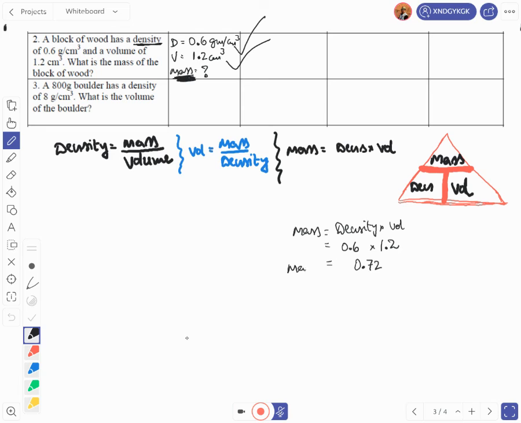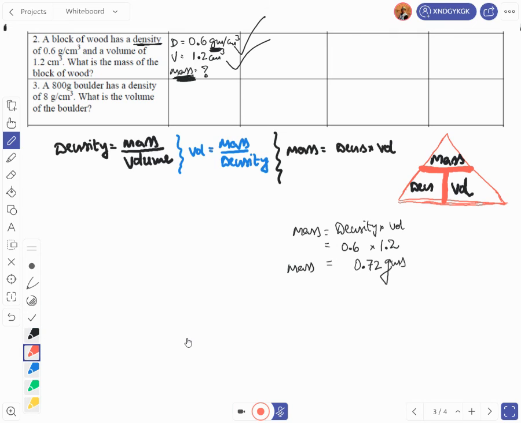So mass is 0.72, look at the units carefully. I see that, my apologies, this one is masked. So 0.7 grams per cubic centimeter. We are computing mass. Therefore, this one must be in grams.